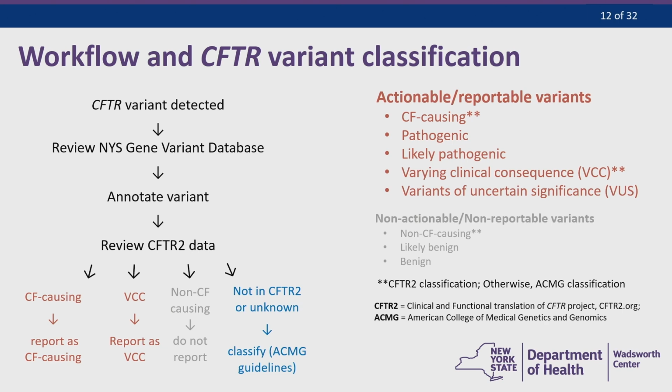And if variants are not in CFTR2 or unknown, which the unknown problem went away as of the release in CFTR2 yesterday, yay. So in those situations, we classify variants using ACMG guidelines. Our program defines actionable or reportable variants as those that are CF-causing, path, likely path, varying clinical consequence, and also variants of uncertain significance. And I'll come back to that. So babies with 2 actionable variants are referred for sweat test.